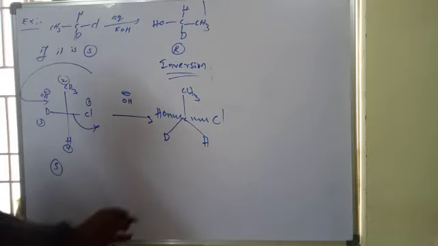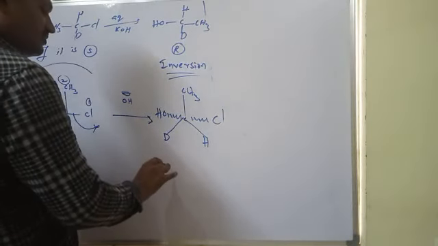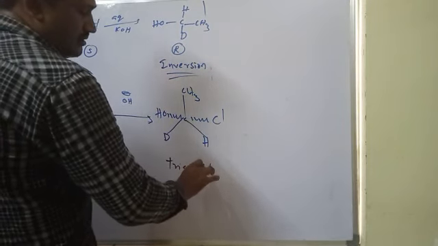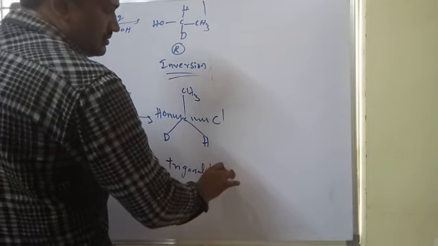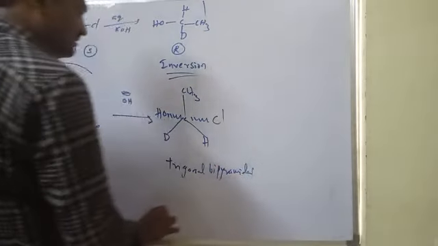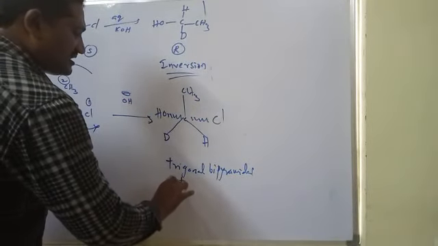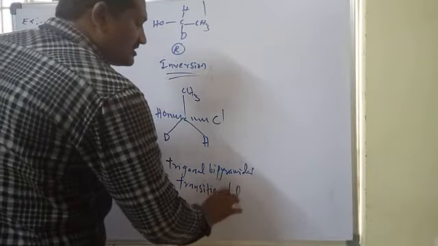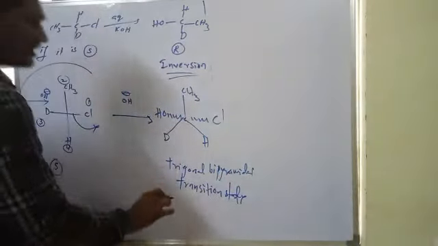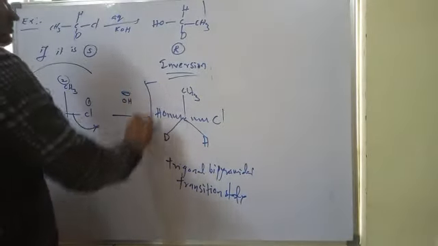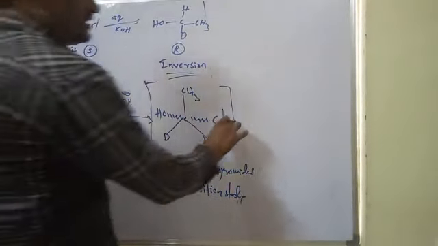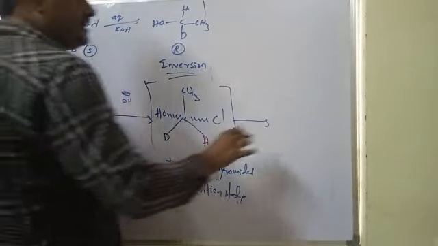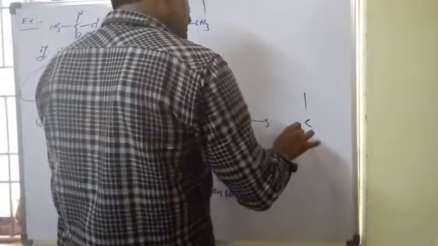So this is a 5-membered trigonal bipyramidal transition state. 1, 2, 3, 4, 5. The 5-membered transition state is formed. This is imaginary. Now in the next step, chlorine is completely eliminated and OH is completely attacked, so we get the product formation.